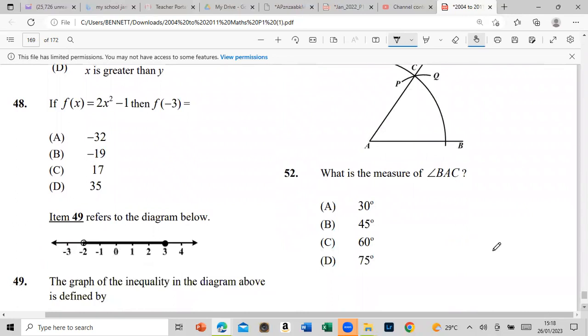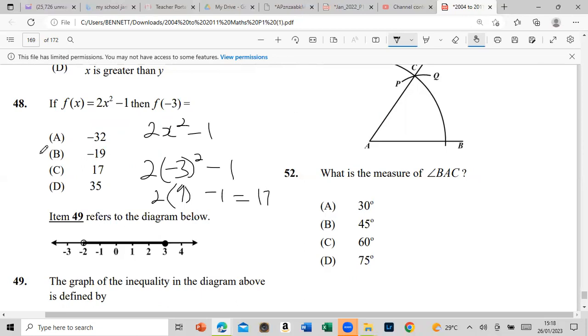Practice them too, alright? If f of x is equal to 2x squared minus 1, then f of negative 3 is equal to, so we have 2x squared minus 1. We're going to put negative 3 there. And there's a little trick to this, guys. You must do the power part first, so that gives you 9, 3 times 3. Then 2 nines are 18, minus 1, so it is 17.